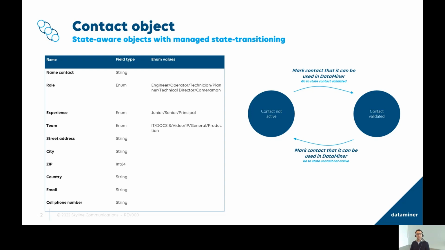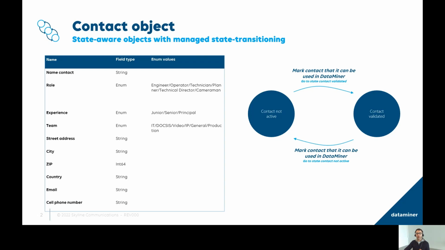Today I want to show you how easy it is to create a new contact object, a very simple contact object. As you can see on the screen, I already defined what data fields I want in my contact object: a name, a role, an experience, a team, a street address, a city, a zip code, a country, an email address, and a cell phone number. For each data field, I already defined what type of field I want it to have. And of course, for the enums, I already defined the predefined values.